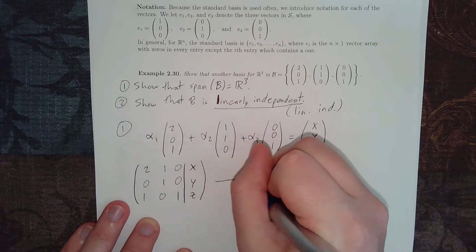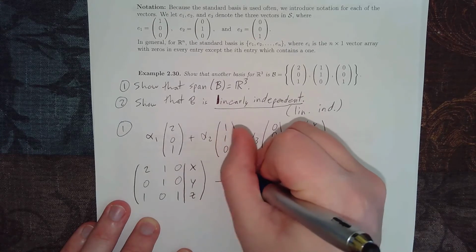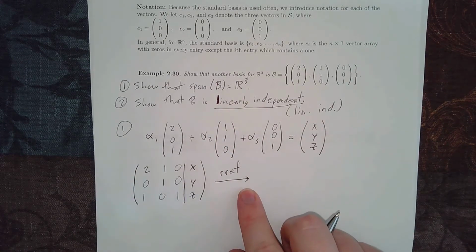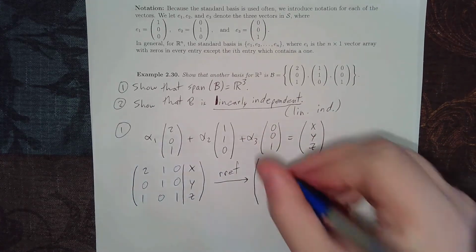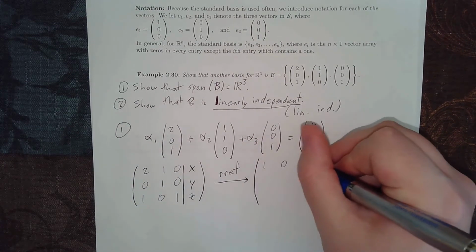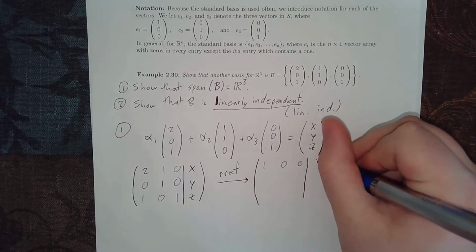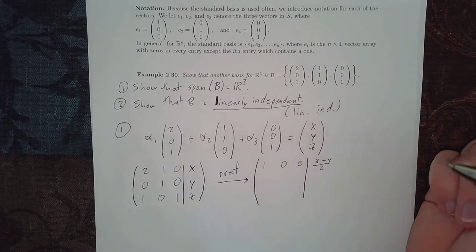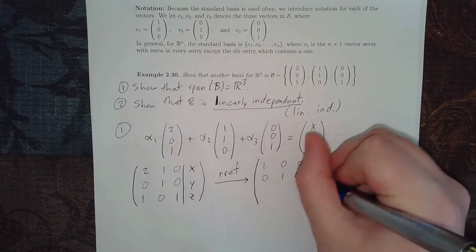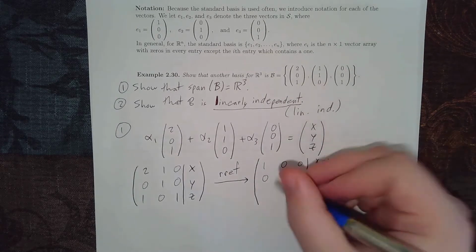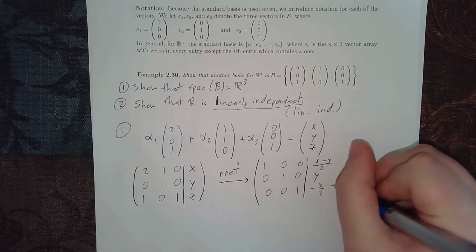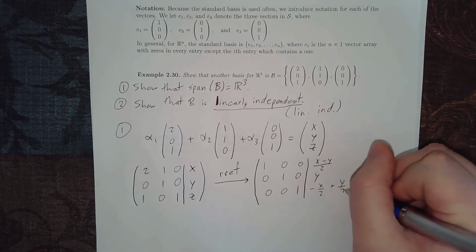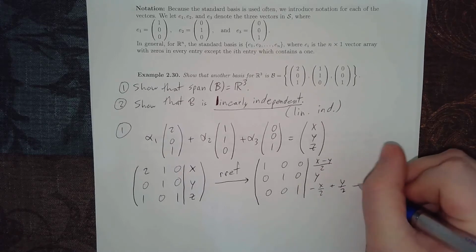Now, when we get the reduced row echelon form of this, we should know how to do this through the use of Octave. But if you're having trouble, again, ask, and I'll be happy to share. [1, 0, 0, (x minus y)/2], [0, 1, 0, y], and [0, 0, 1, negative x over 2 plus y over 2 plus z].